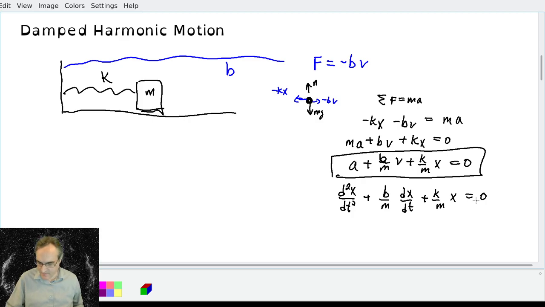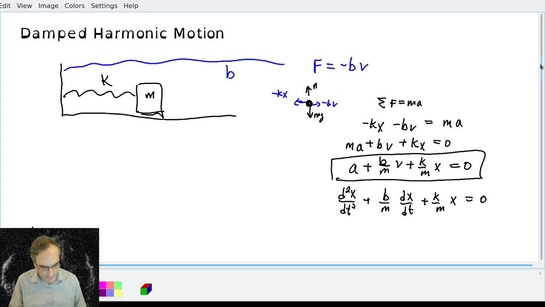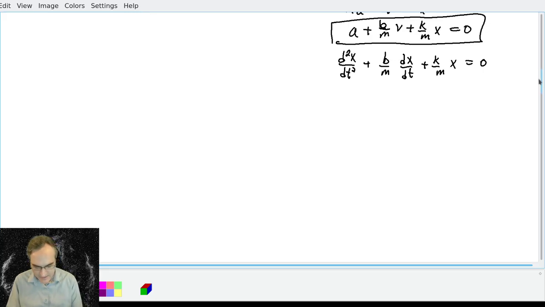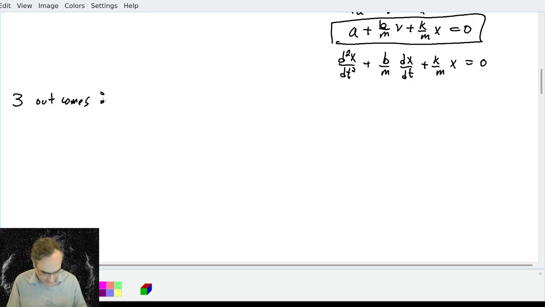And if I have the time, I will be recording a short video that talks a little bit about how it's solved. But again, this is something you don't need to know for this class, you just need to know what this results in. So, what do we end up with? Well, there are actually three possible outcomes for this. So this equation has three possible outcomes.